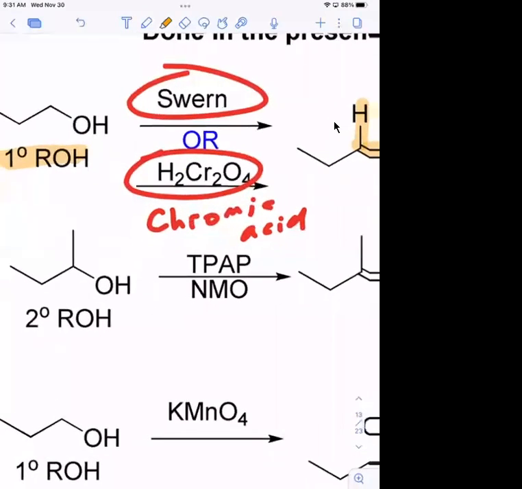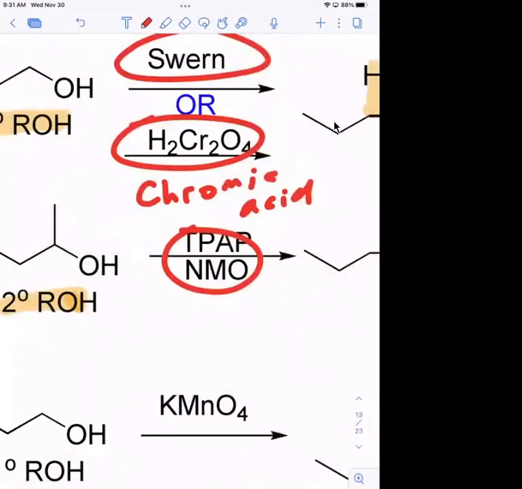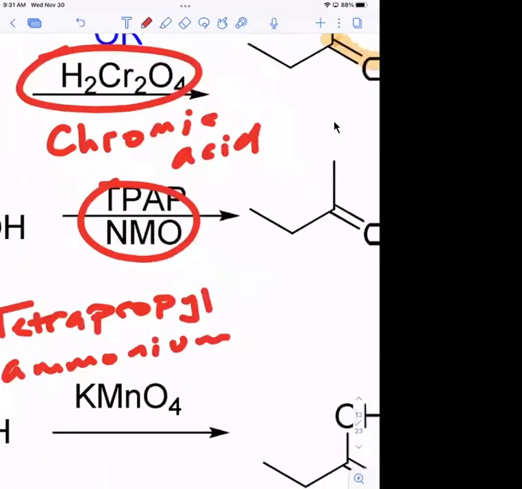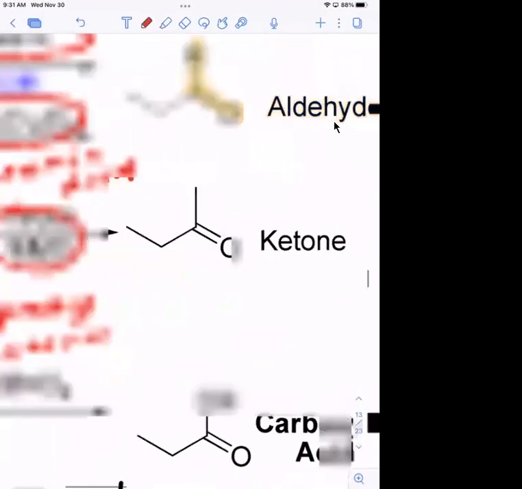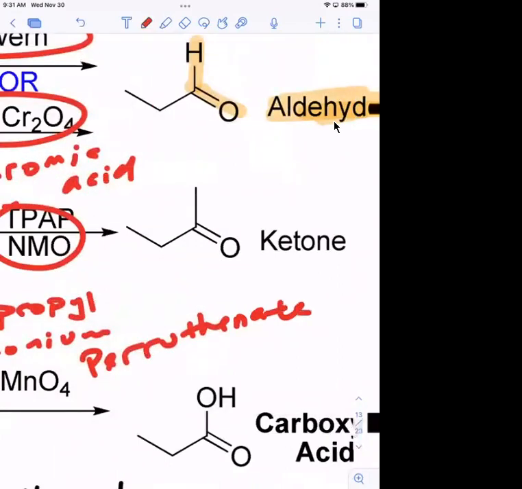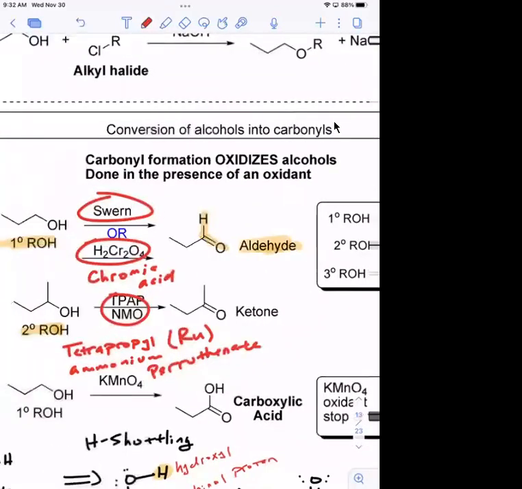If you take a secondary alcohol, look at the difference. This is TPAP and NMO. TPAP is an acronym for tetrapropylammonium perruthenate. It's a ruthenium catalyst. And a lot of these alcohol oxidations are catalyzed by transition metals, like you see with chromic acid and TPAP; both the ruthenium and chromium are transition metals.